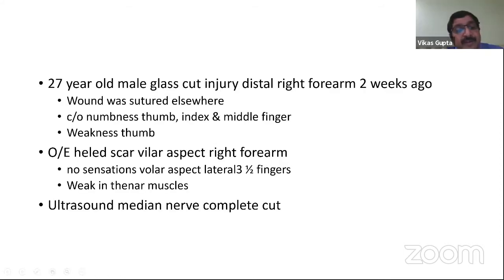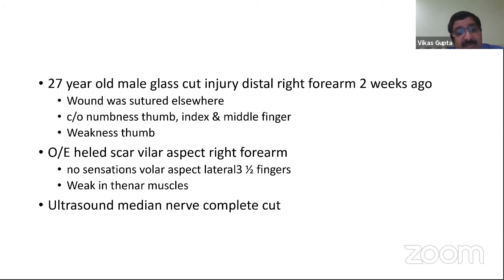This was a 27-year-old male who had a glass cut injury over the distal part of the right forearm 2 weeks ago. The patient was sutured elsewhere without exploring inside the wound. Afterwards, the patient realized that he had numbness over the thumb, index, and middle finger. There was also weakness of the thumb.